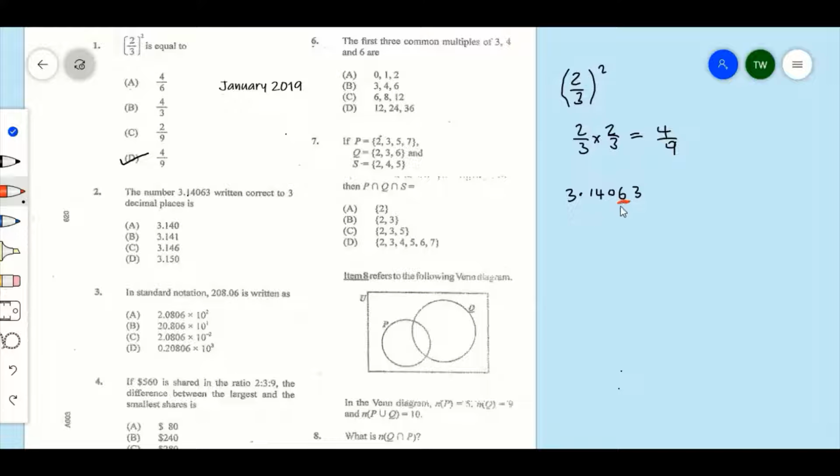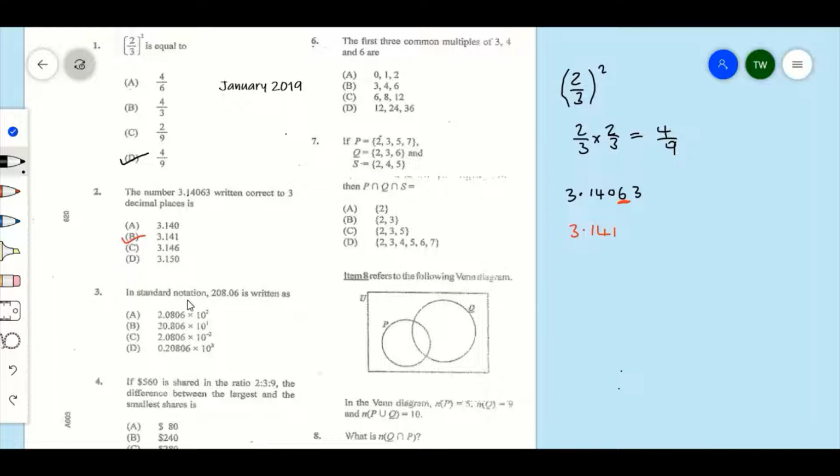So your final answer here, because this is 6, which is greater than 5, or is 5 or more, then you're going to increase the previous digit, which is 0 here, by 1. So your final answer would be 3.141, right? So that answer would be B. Clear there? Now to question number 3.